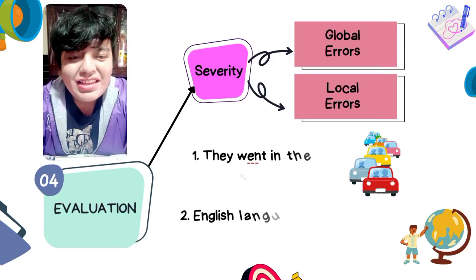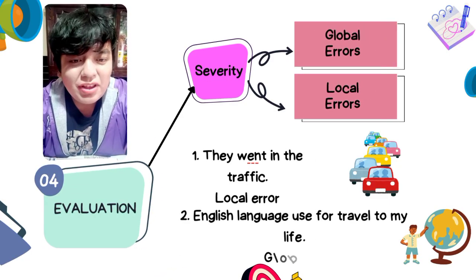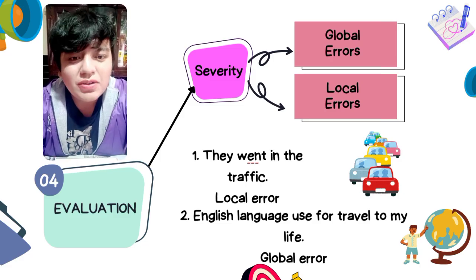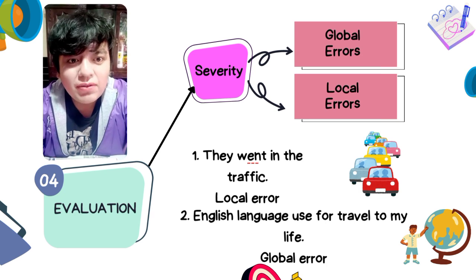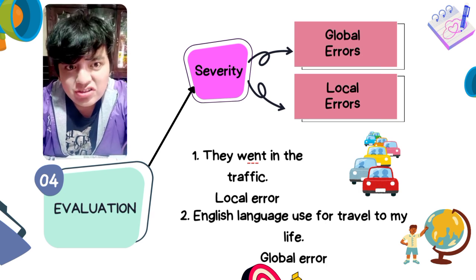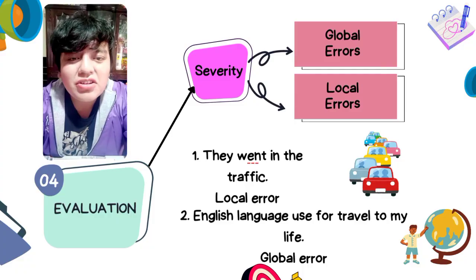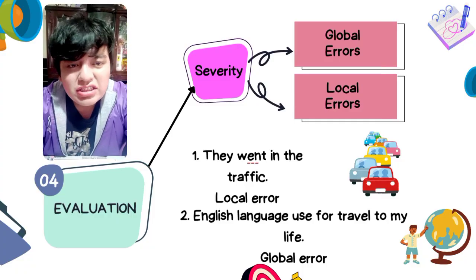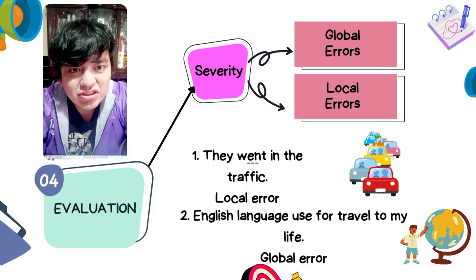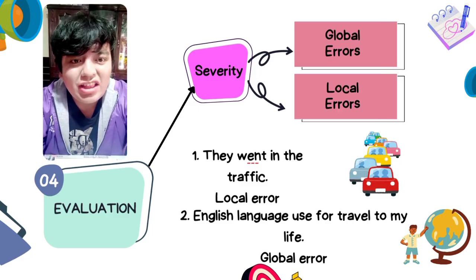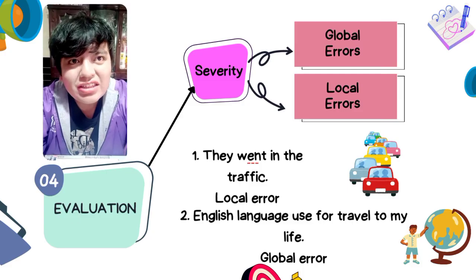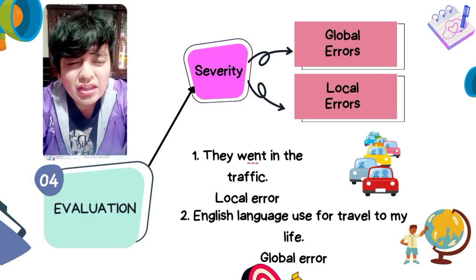Fine. The last stage is evaluation. Evaluation shows the severity of an error. These errors can be classified into global errors or local errors. Global errors occur when a sentence has many errors and it is not possible to understand, while a local error is a sentence with fewer errors and it is possible to understand.